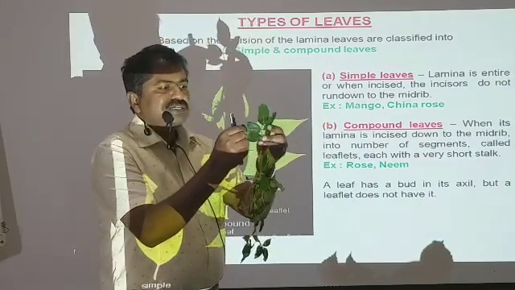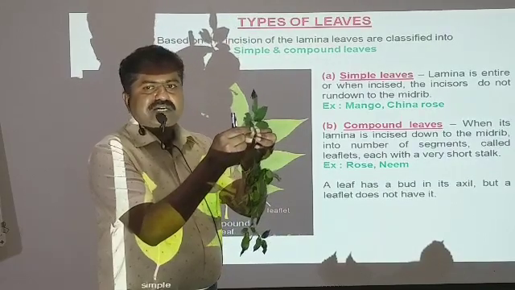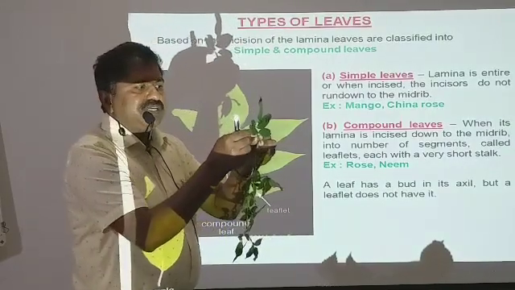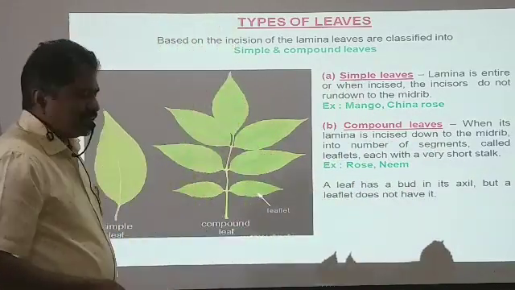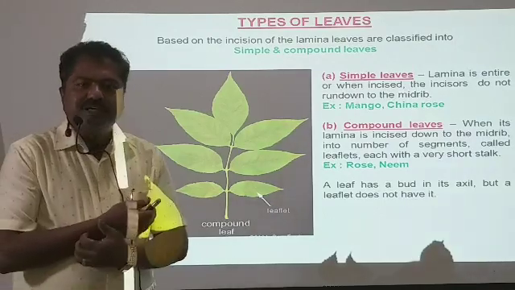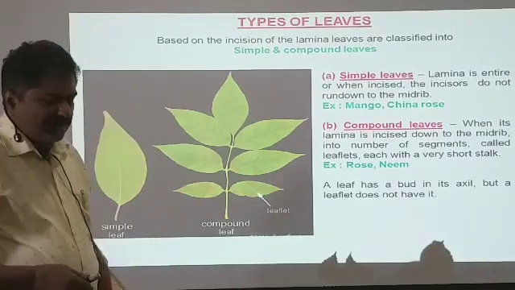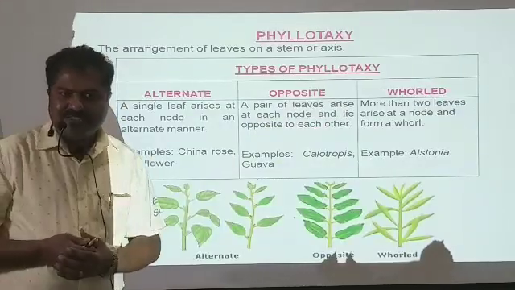So these are inside. These are very small stalks, just attached to the axis. This can be seen in this. And we can also classify the compound leaf into the pinnately compound leaf and the palmately compound leaf like that. So next, coming to the phyllotaxy.